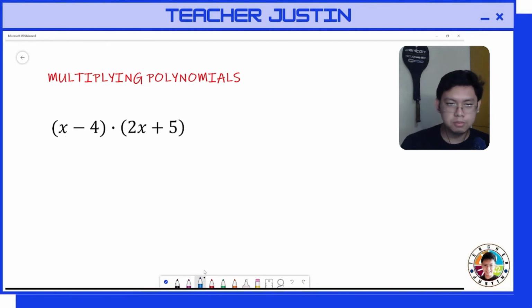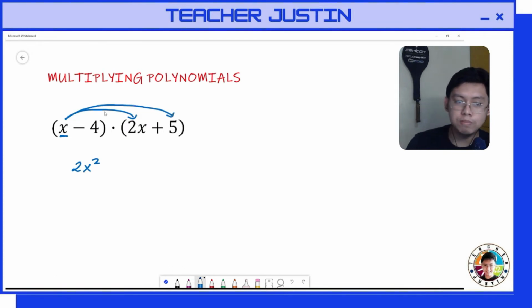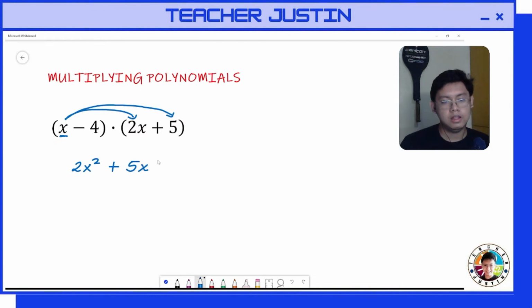So let's multiply x by, so x times 2x, that will give us positive 2x squared. So we perform the law of exponents. Next, we multiply x to our second term of our second group. So x times 5, that will be positive 5x. Okay, so that's our first product.